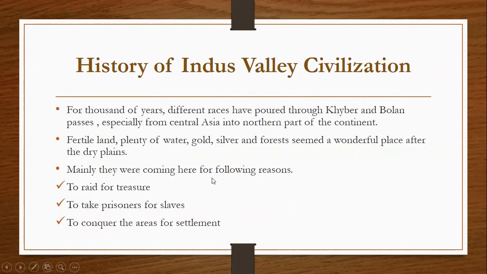But on the other hand, there were also other reasons that they came here. They came to raid for treasure, to take prisoners for slaves, to conquer the area for settlement. These are the main reasons why these people came over there.